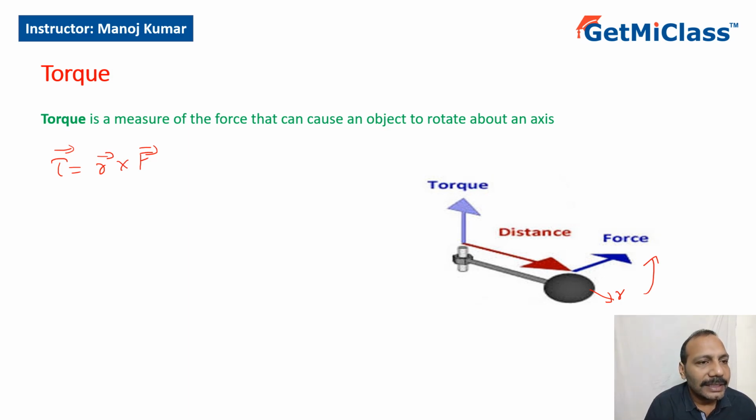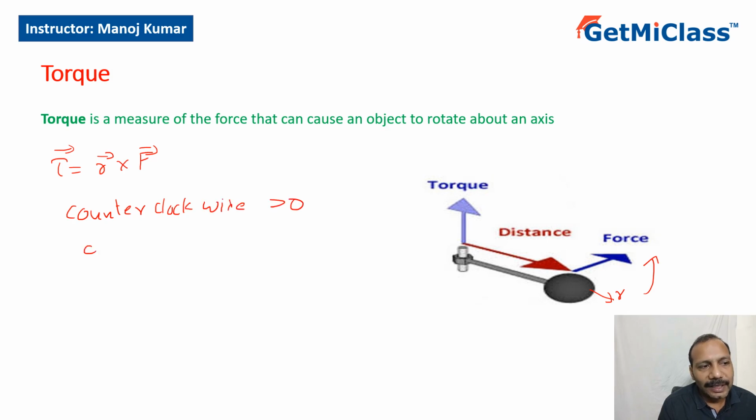Now, by convention, we take the anti-clockwise direction of torque as positive and the clockwise direction of torque as negative. So we can say counterclockwise torque or anti-clockwise torque is taken as positive, and clockwise is taken as negative.